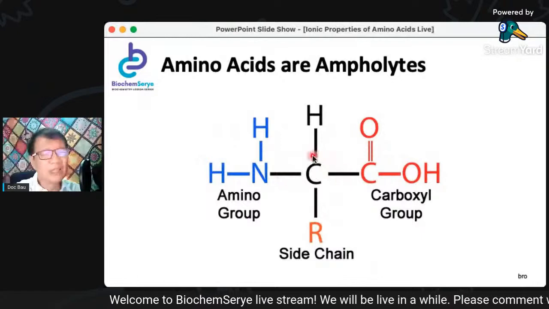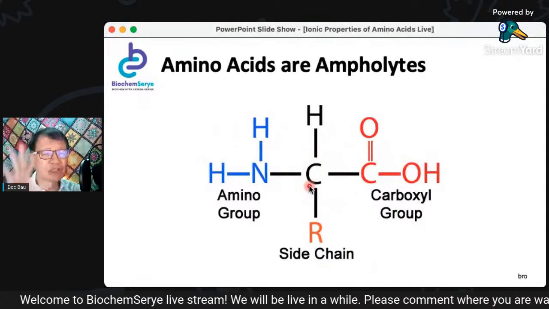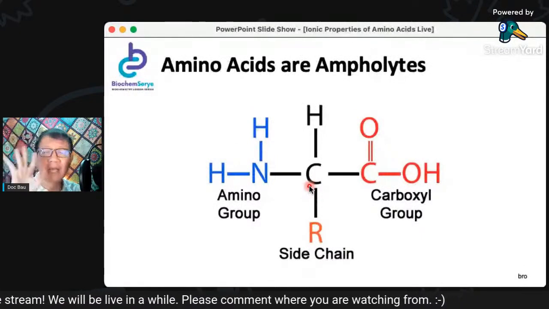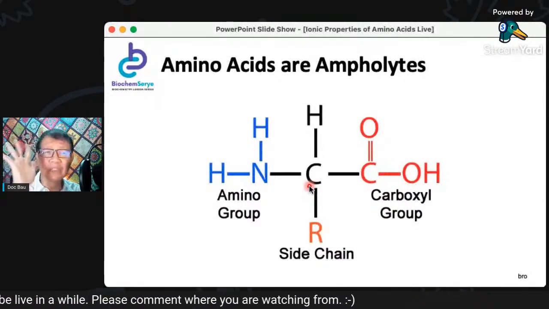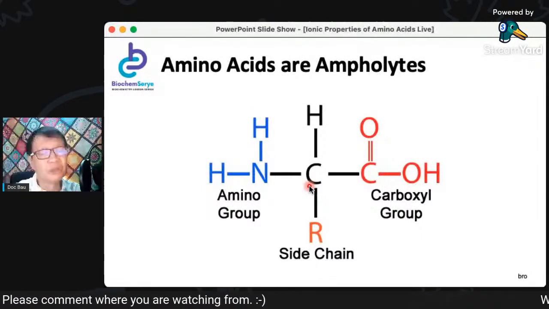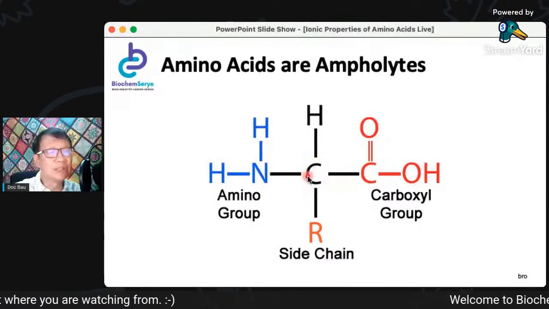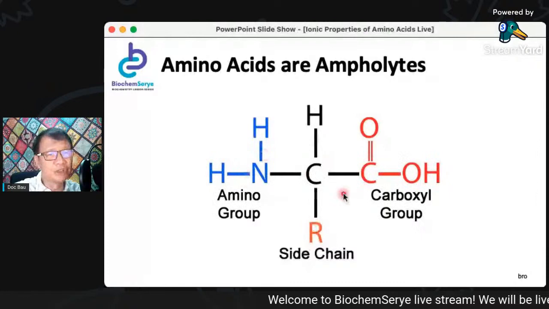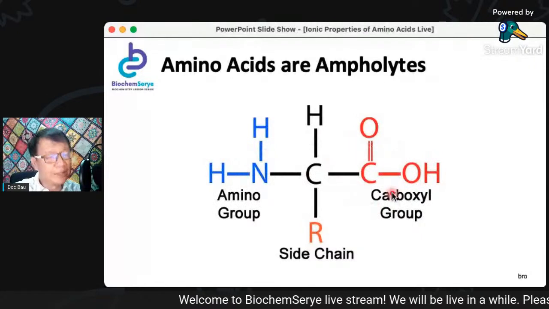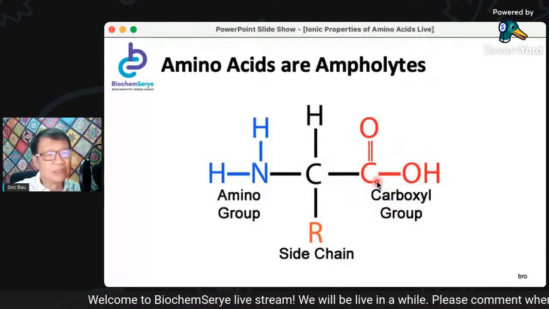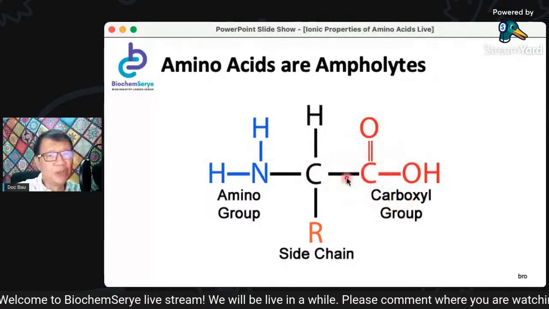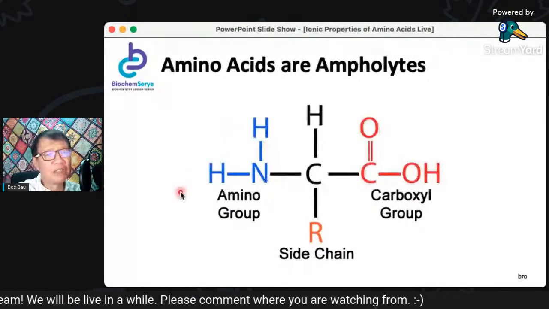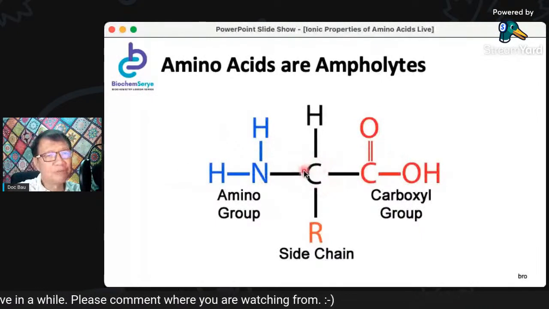You have a chiral carbon. It's chiral because, just like the hand, chiral came from the Greek word kairos, meaning a hand. You have different fingers attached to your palm. So here we can see that amino acids have four different substituents. At least 19 of the 20 have four different substituents. Each amino acid will have its carboxyl group and its amino group, attached to the alpha carbon.